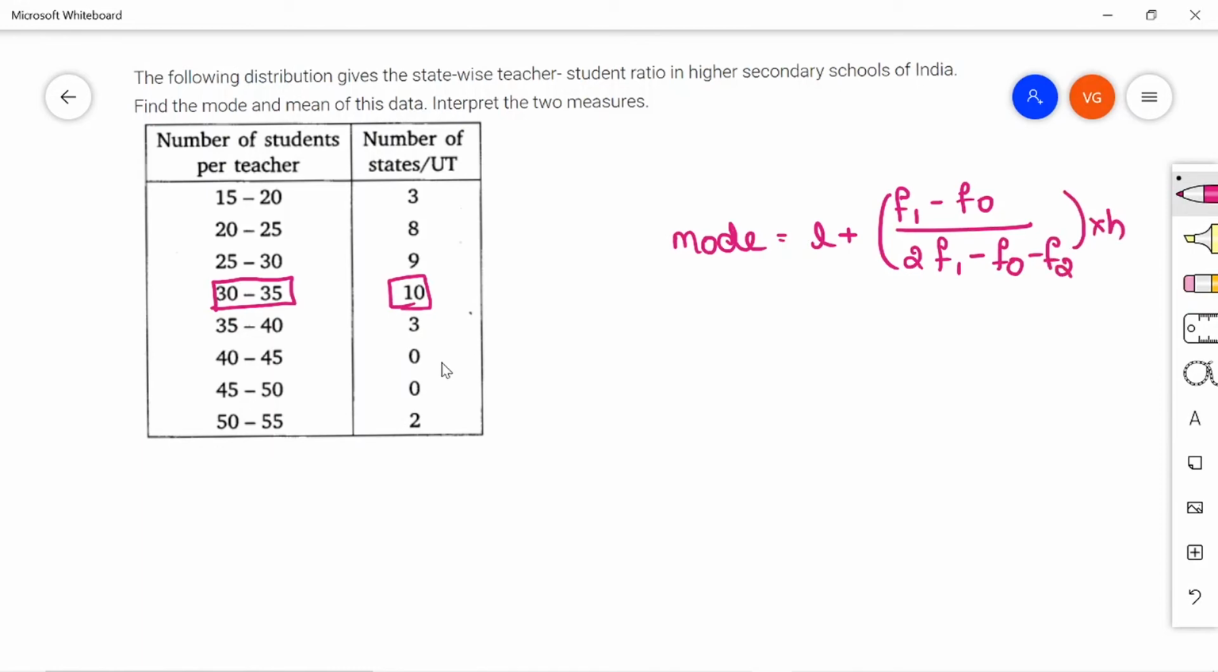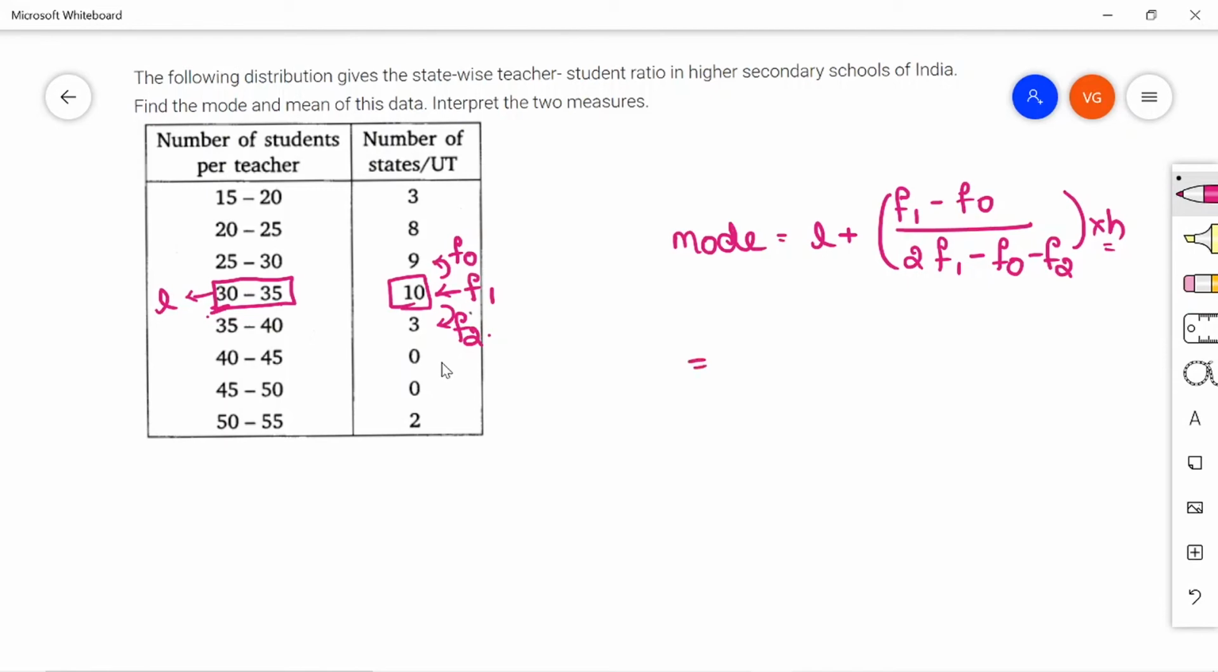So L is the lower limit of the class, so that is 30. F1 is the corresponding frequency. F0 is the frequency of the class preceding the modal class, and F2 is the succeeding frequency. So I marked F0, F1, F2, and then L is equal to 30. Then the remaining is H, height of the class. So 35 minus 30 is 5.